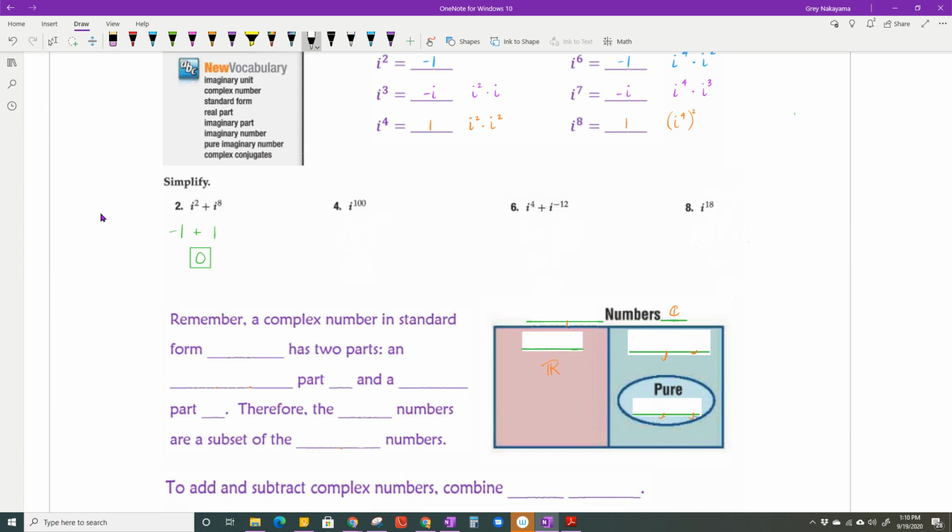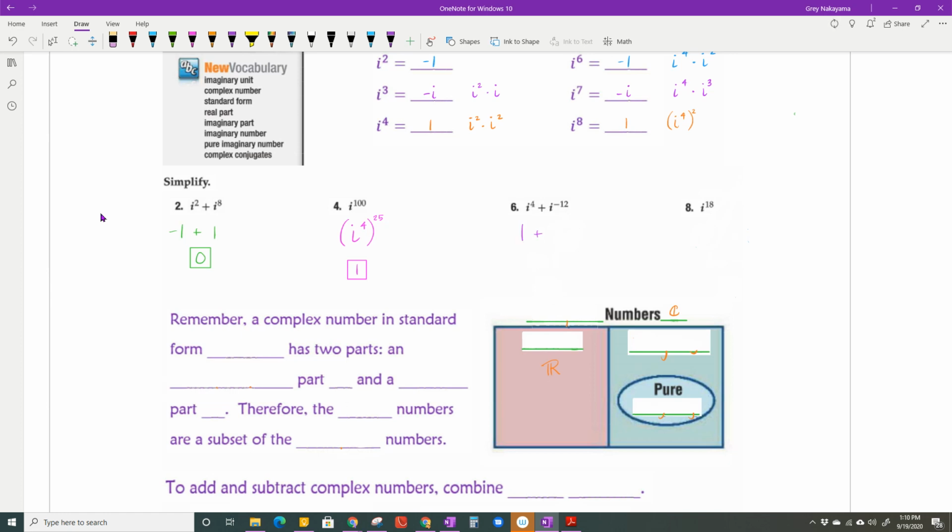Now, just like i to the 8th, i to the 100th, 4 goes into 100 25 times. So i to the 4th to the 25th is i to the 100, and i to the 4th is 1, and 1 to the 25th is 1. So that simplifies to 1. Again, i to the 4th is 1.